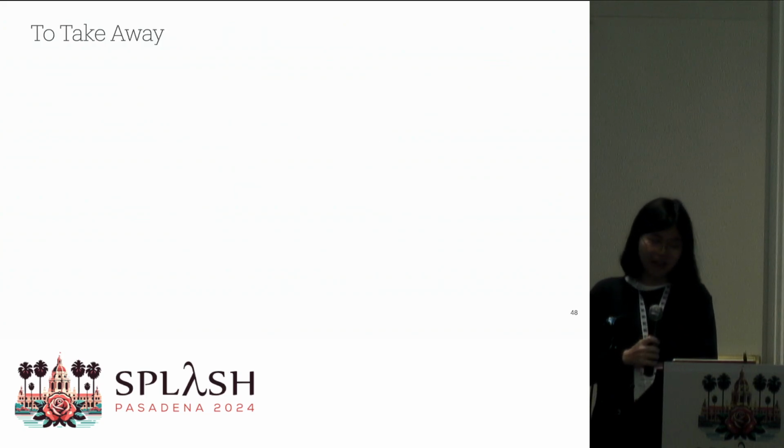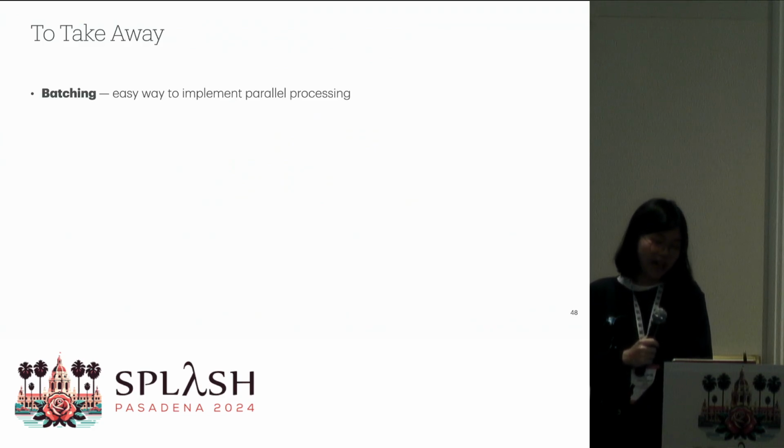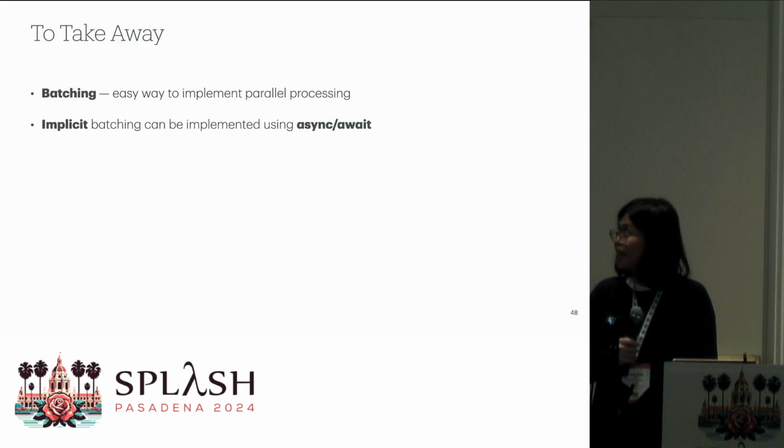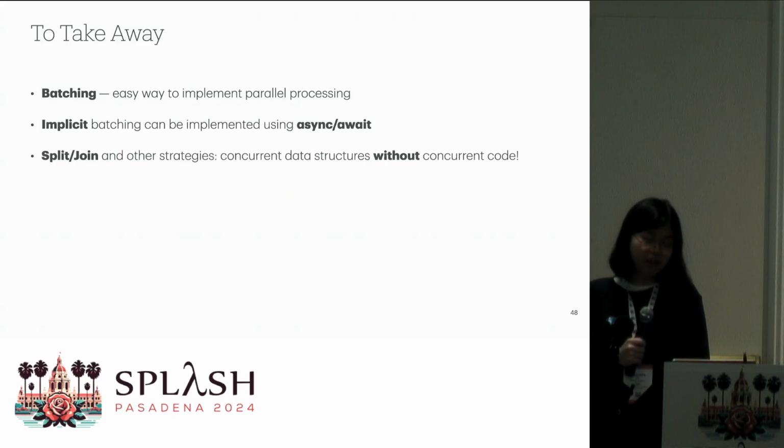So to finish things off, here are some takeaways. First, batching is an easier way to implement parallel processing. Second, implicit batching can be implemented simply using async await. Thirdly, batching strategies like split join, expose repair, can allow for concurrent data structures without writing concurrent code.